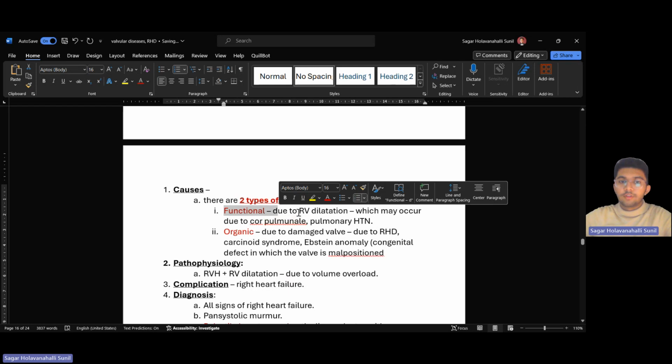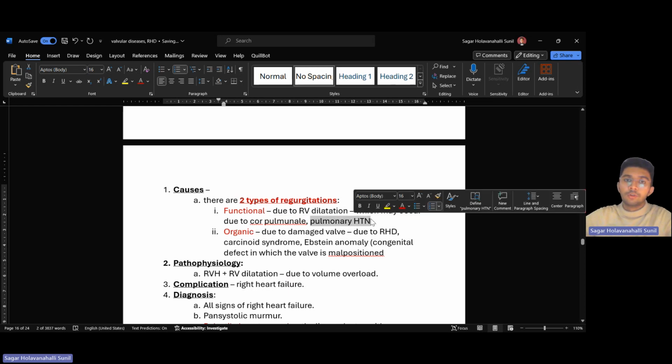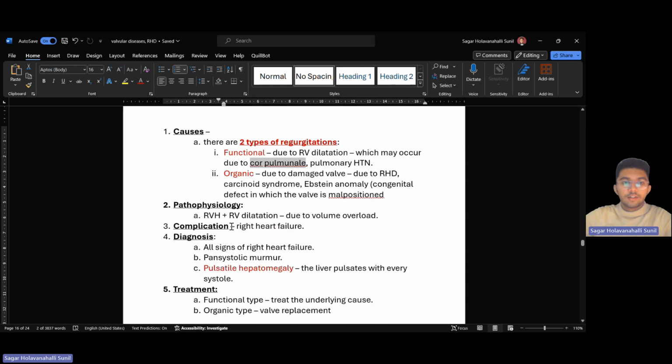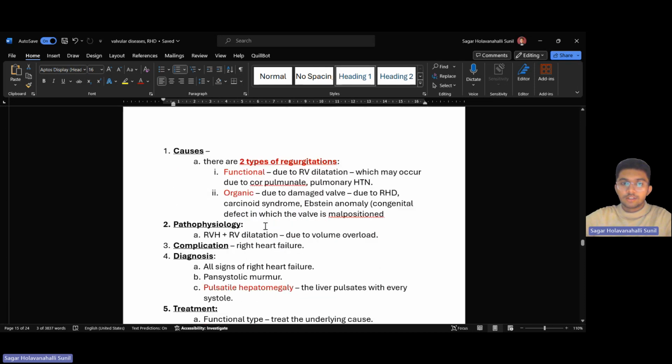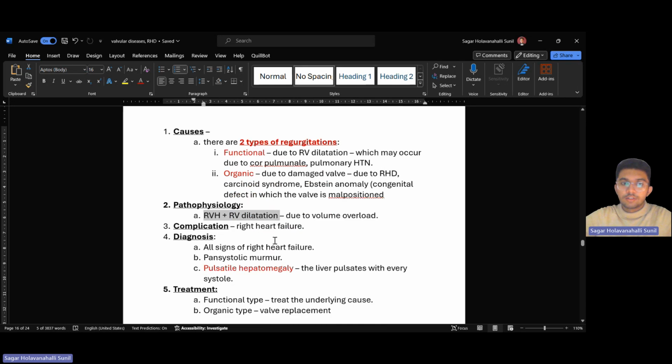And the functional cause could be, for example, due to right ventricular dilatation, which could be as a result of pulmonary hypertension, which again could be caused maybe due to mitral valve stenosis, for example. And of course, cor pulmonale. Now, the pathophysiology of this is that there'll be a volume overload, because when there's tricuspid regurgitation, a lot of blood is accumulated within the ventricle. So there'll be ventricular hypertrophy and dilatation.